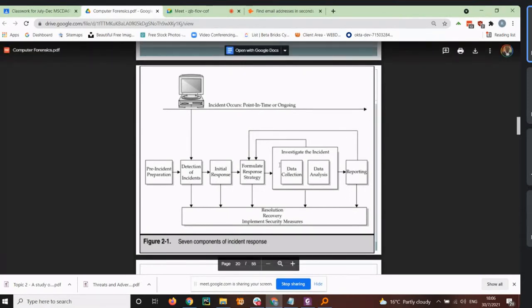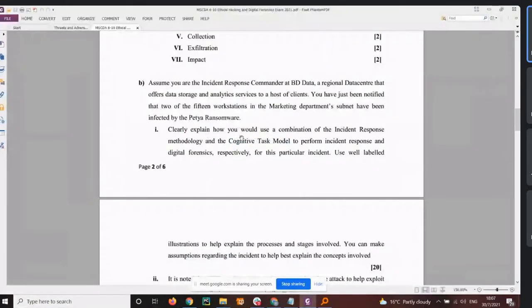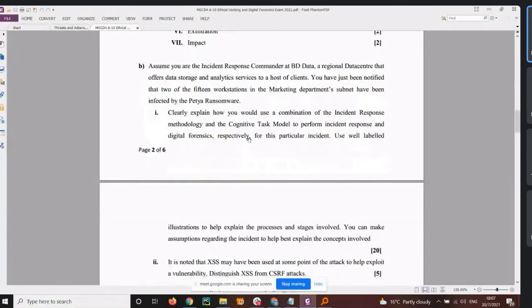But then the cognitive task model, which is the forensic investigation part of it, only comes in within these two boxes: data collection and data analysis. So only in this stage, where you investigate the incident, can we apply the cognitive task model. So when you see a question: clearly explain how you would use a combination of the incident response methodology and the cognitive task model to digital forensics respectively for this particular incident.